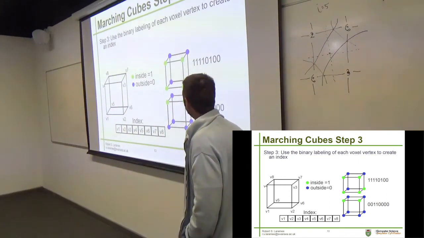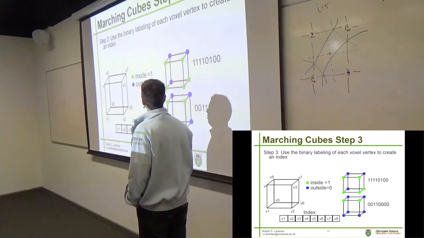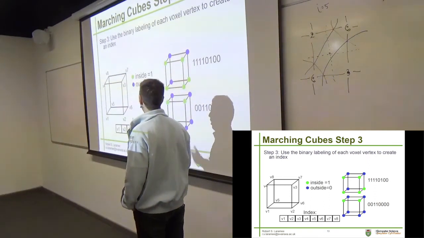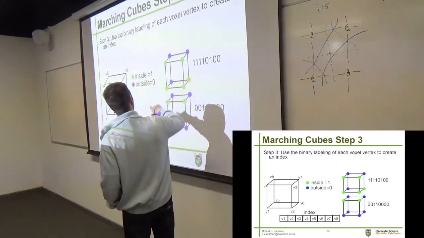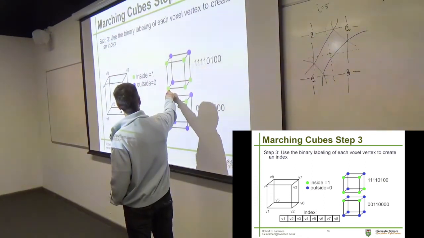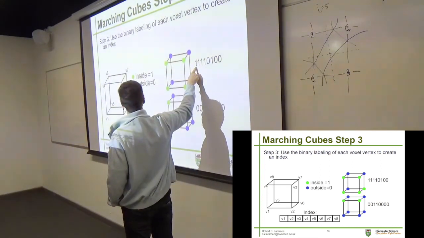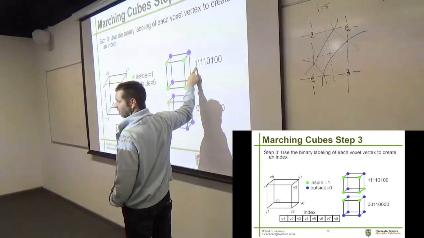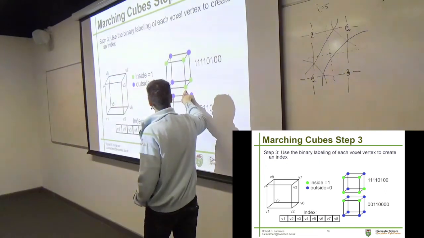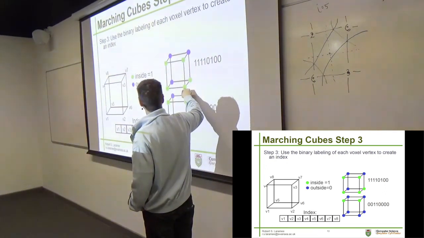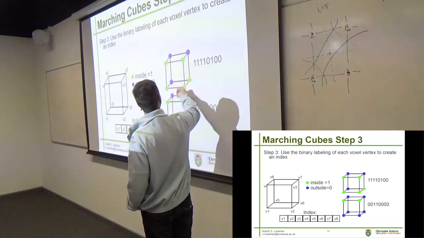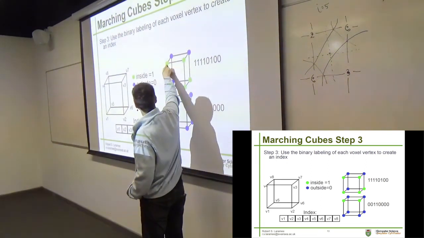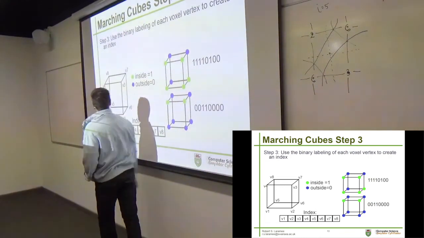And then you store an index depending on whether the value stored at that vertex is inside or outside the ISO value. So here's an example: vertex 1 is inside the ISO surface, it's below the ISO value, so a value of 1 is stored at that index. At vertex 2, it's the same thing. It's below the ISO value. So wherever it's below, I'm sorry, it's this order, 1, 2, 3, 4.